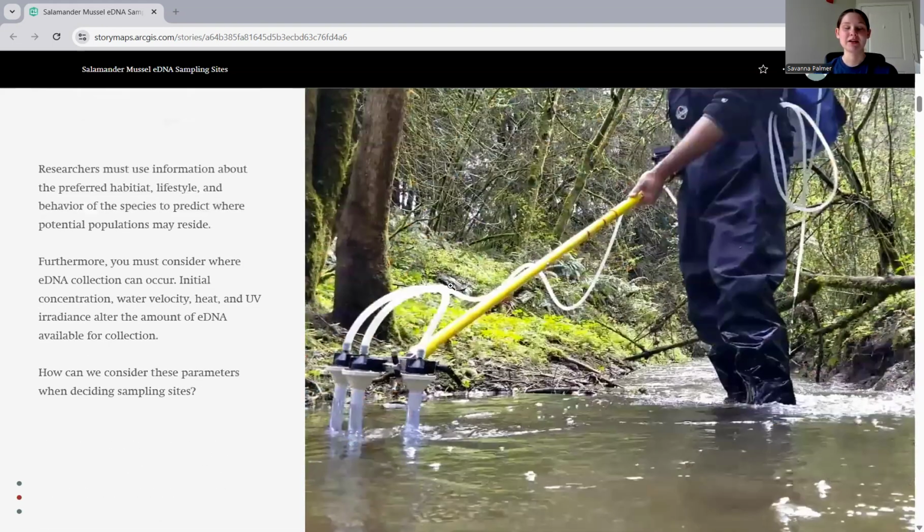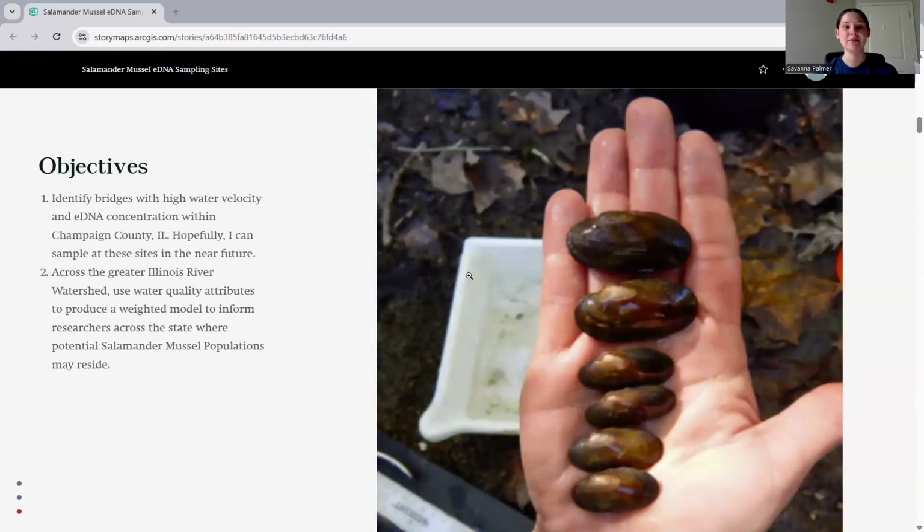To decide where we want to do eDNA sampling, we have to think about behavior, the natural history of the organism, and abiotic conditions as well, such as UV, water velocity, and water temperature. That's what I wanted to do in this project today, and use geostatistics to do that. There are two parts to my project. One being I wanted to find bridges across the Sangamon River in Champaign County to hopefully assess where potential sampling sites could be for myself. And then I also want to look across the greater Illinois River watershed at water quality attributes to make a weighted model.